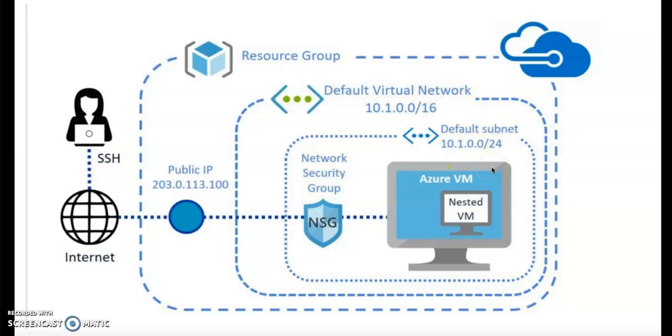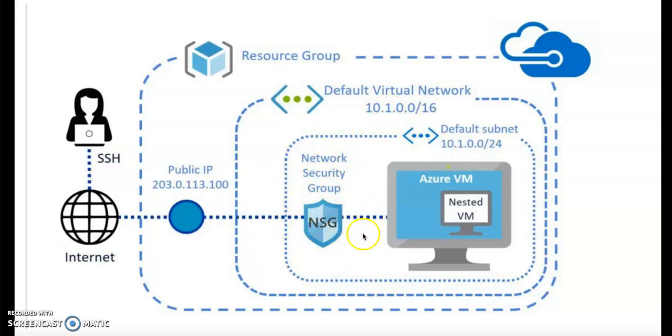So if you don't create a virtual network, and if you don't create a subnet on your own, Azure will create a default virtual network and a default subnet and will place the Azure VM inside that network and subnet. Now, along with this, we need a network security group.